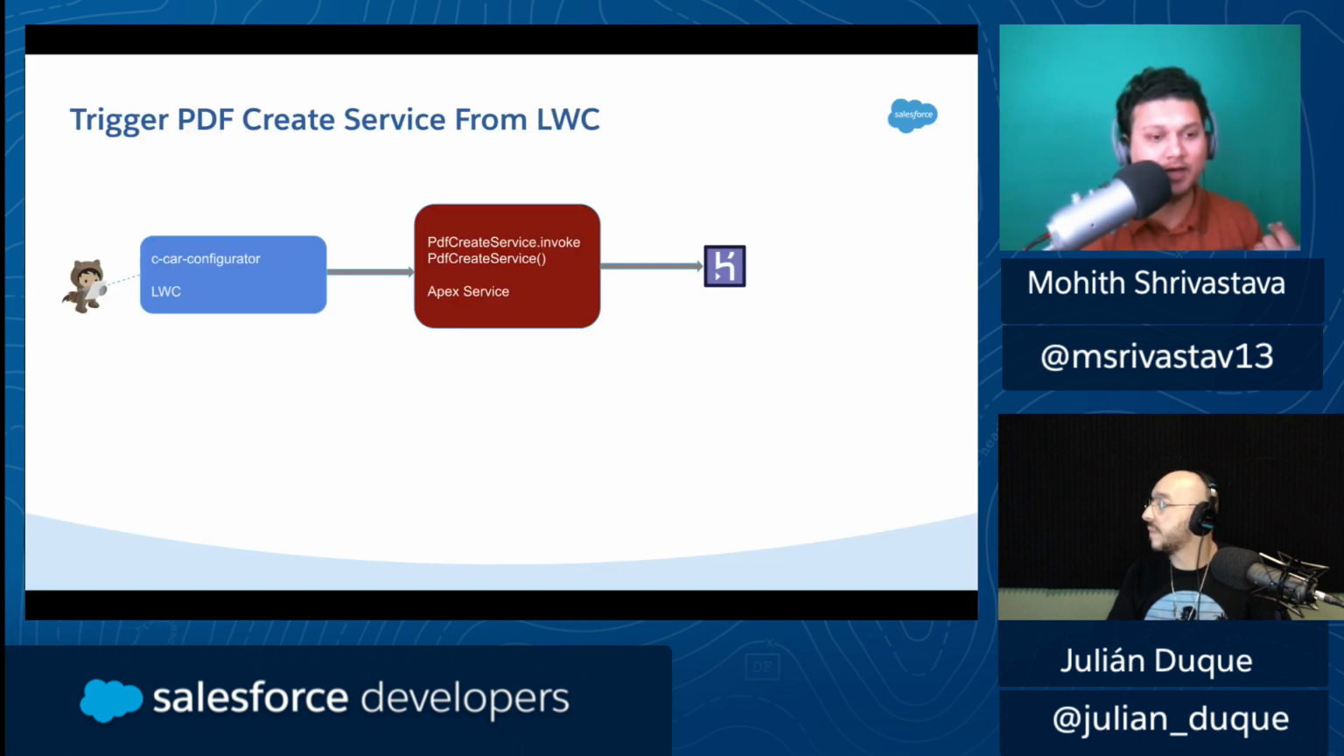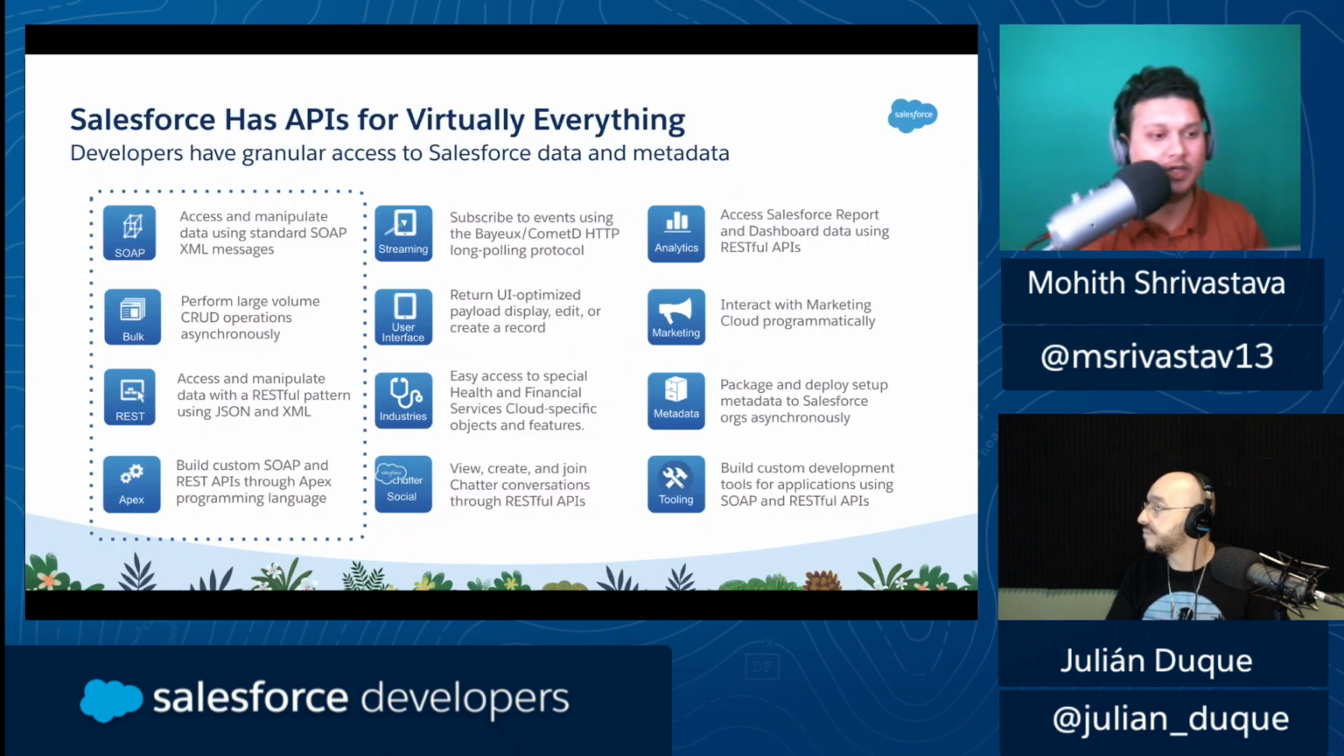And again, I want to leave this as an activity because we couldn't get to it: go look at our LWC car configurator and check out how we have built the front end for this car configurator that Julian showed us. And also check out the PDF create service class. I think we walked through it in the last session. Check out how we have built all of these.